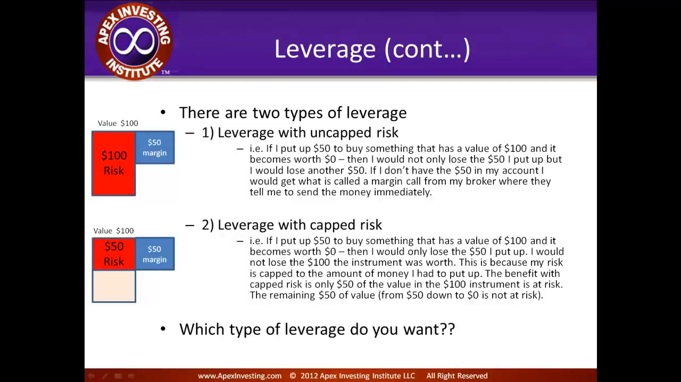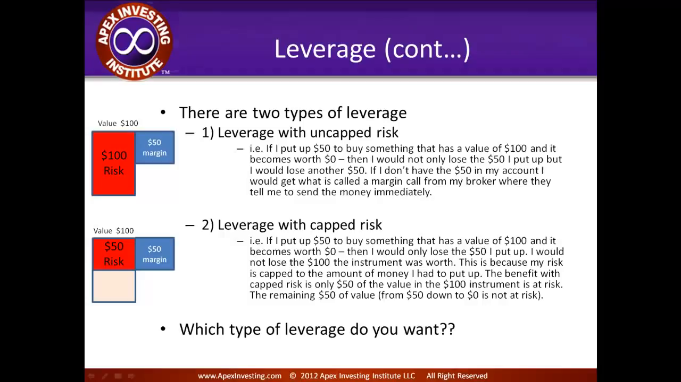So for example, if I were to put up $50 to buy something that has a value of $100 and it becomes worth $0, I would not only lose the $50 I put up, but I would lose another $50. If I don't have the $50 in my account, I would get what is called a margin call from my broker, and they would tell me to send the money immediately.